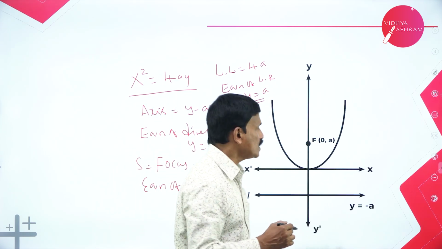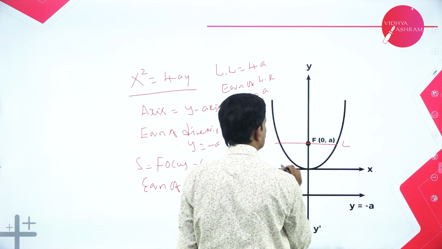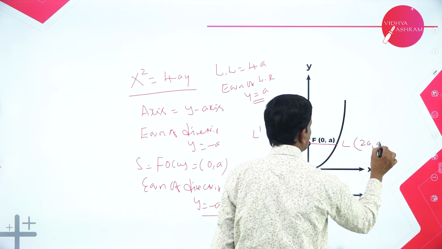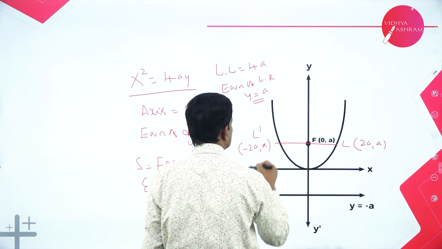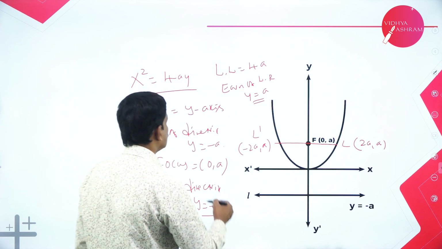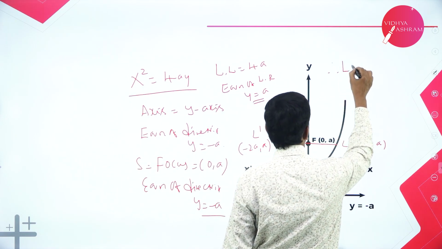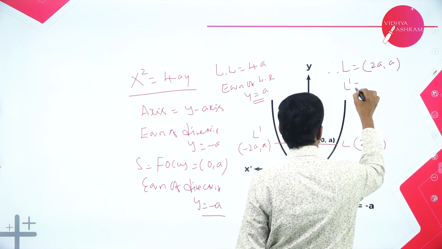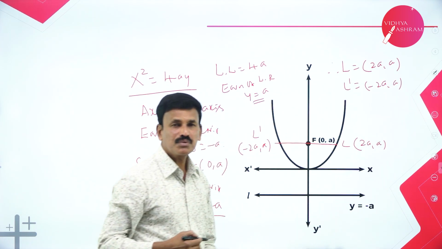Now the coordinates of the ends of the latus rectum, L and L dash, are (2a, a) and (minus 2a, a). Therefore L is equal to (2a, a) and L dash is equal to (minus 2a, a) for a parabola which is opening upwards.